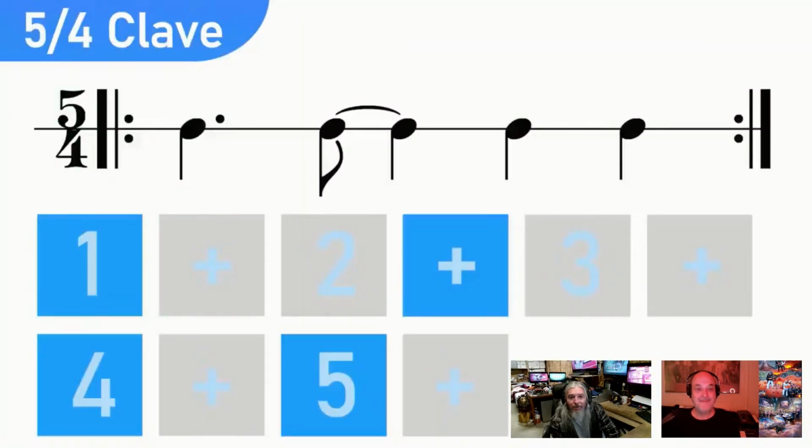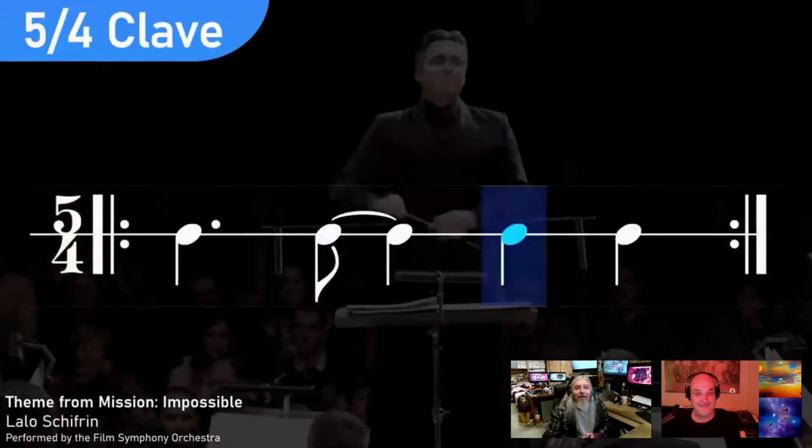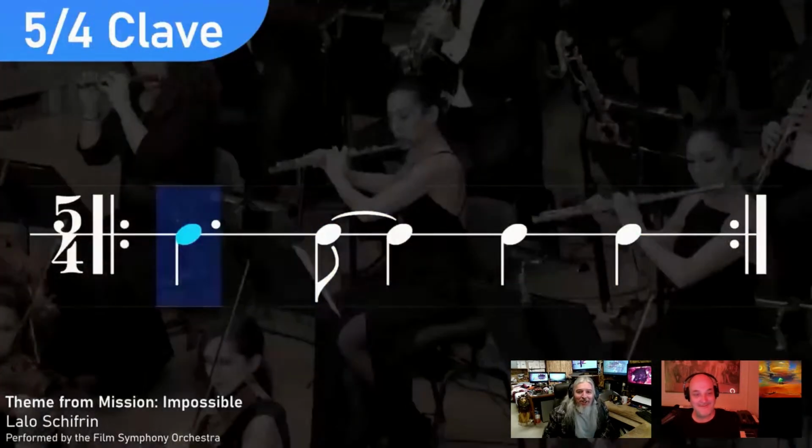Next, we have what we could call the 5/4 clave. This is a common rhythm that you can use when playing in the odd time signature 5/4. You'll notice that even though we're in 5/4 and we have 5 quarter notes in this bar, this clave, this rhythm, only features 4 notes, 2 long and 2 short. This is a popular rhythm to use to lock into that 5/4 sound. Perhaps the most famous example of this clave is the Mission Impossible theme. Oh, wow. That's what this one's using.